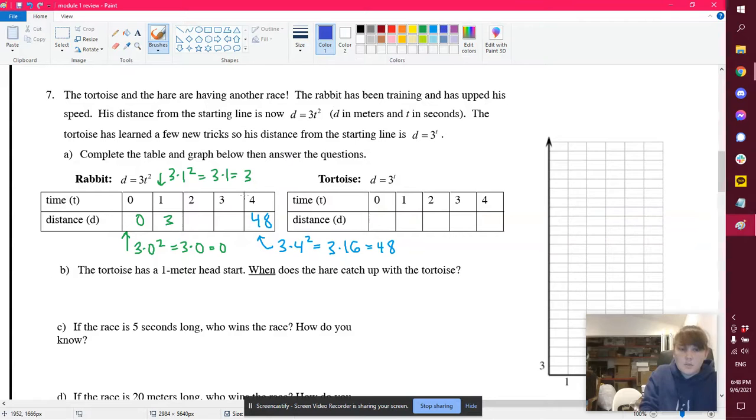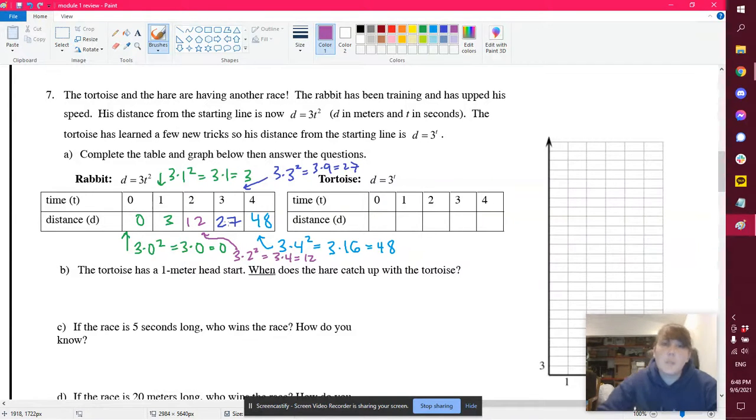And then we can fill in the rest, right? 3 times 3 squared, 3 times 9, 27. And then, let's see this one here. 3 times 2 squared is 3 times 4, which is 12. Remember, always do the exponents before the multiplication. That's a big part of that one.